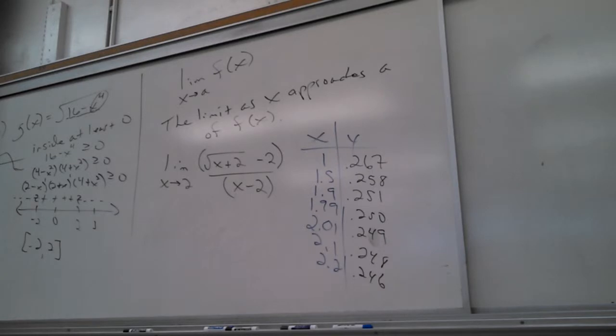Now, you guys have probably used tables before. If you go to table set, right here above window, you can tell it your independent variable. Set that to ask. And what that means is, when you go back to table, it will ask you what you want for x. So then I can just plug in the table: 1, 1.5, 1.9, and so forth.